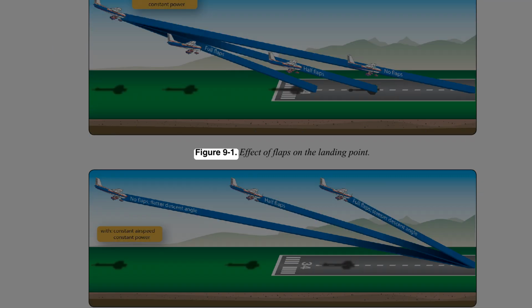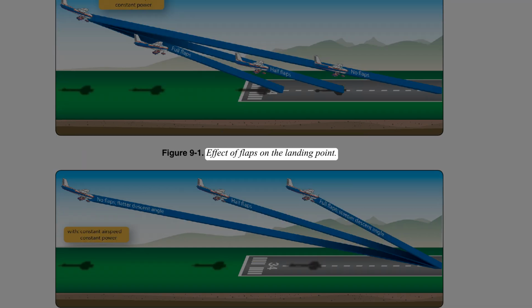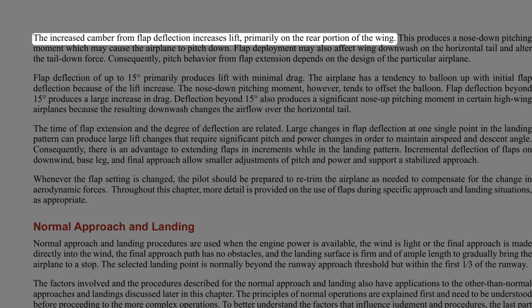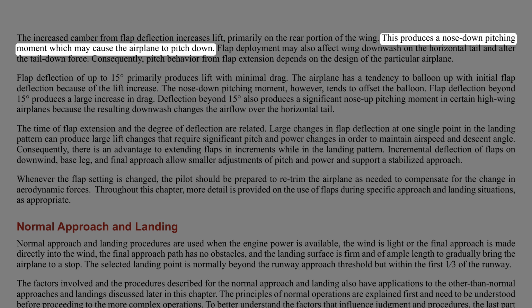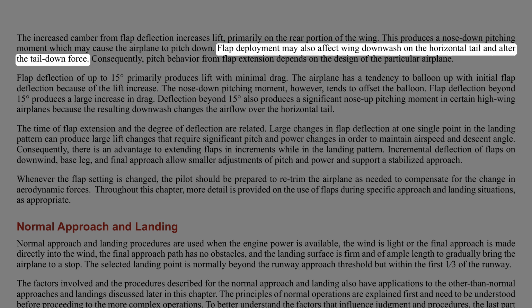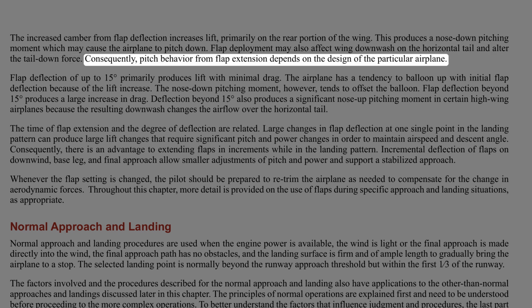Figure 9-1, effect of flaps on the landing point. The increased camber from flap deflection increases lift, primarily on the rear portion of the wing. This produces a nose-down pitching moment which may cause the airplane to pitch down. Flap deployment may also affect wing downwash on the horizontal tail and alter the tail down force. Consequently, pitch behavior from flap extension depends on the design of the particular airplane.